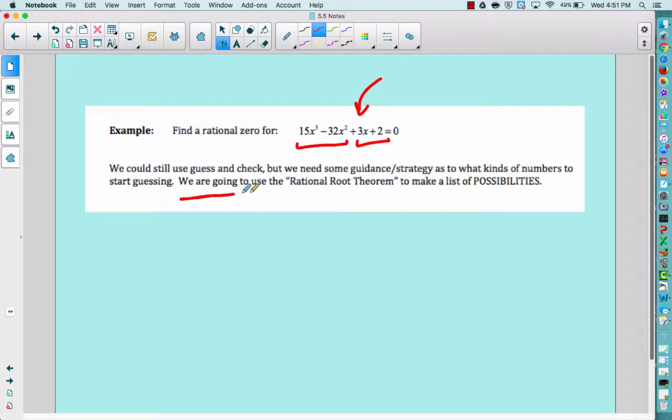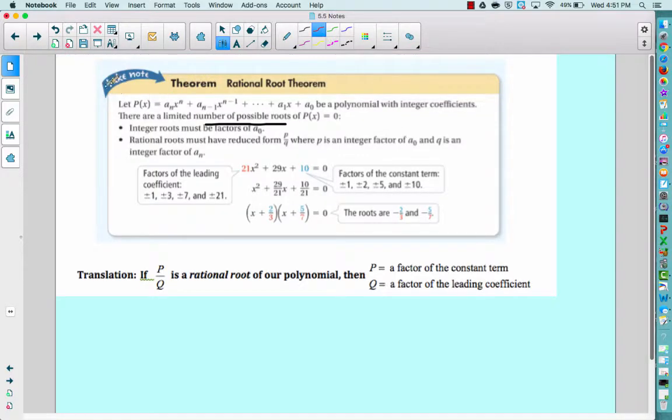So we're going to use the rational root theorem to make a list of possibilities for roots. And it's just a list of possibilities. It doesn't mean they are the roots. All right, so in your book, the rational root theorem goes through a bunch of math vocab in a box, and it talks about if you have a polynomial with integer coefficients, meaning the numbers in front of all of the terms are integers, then there is a way for you to find all the possible rational roots.